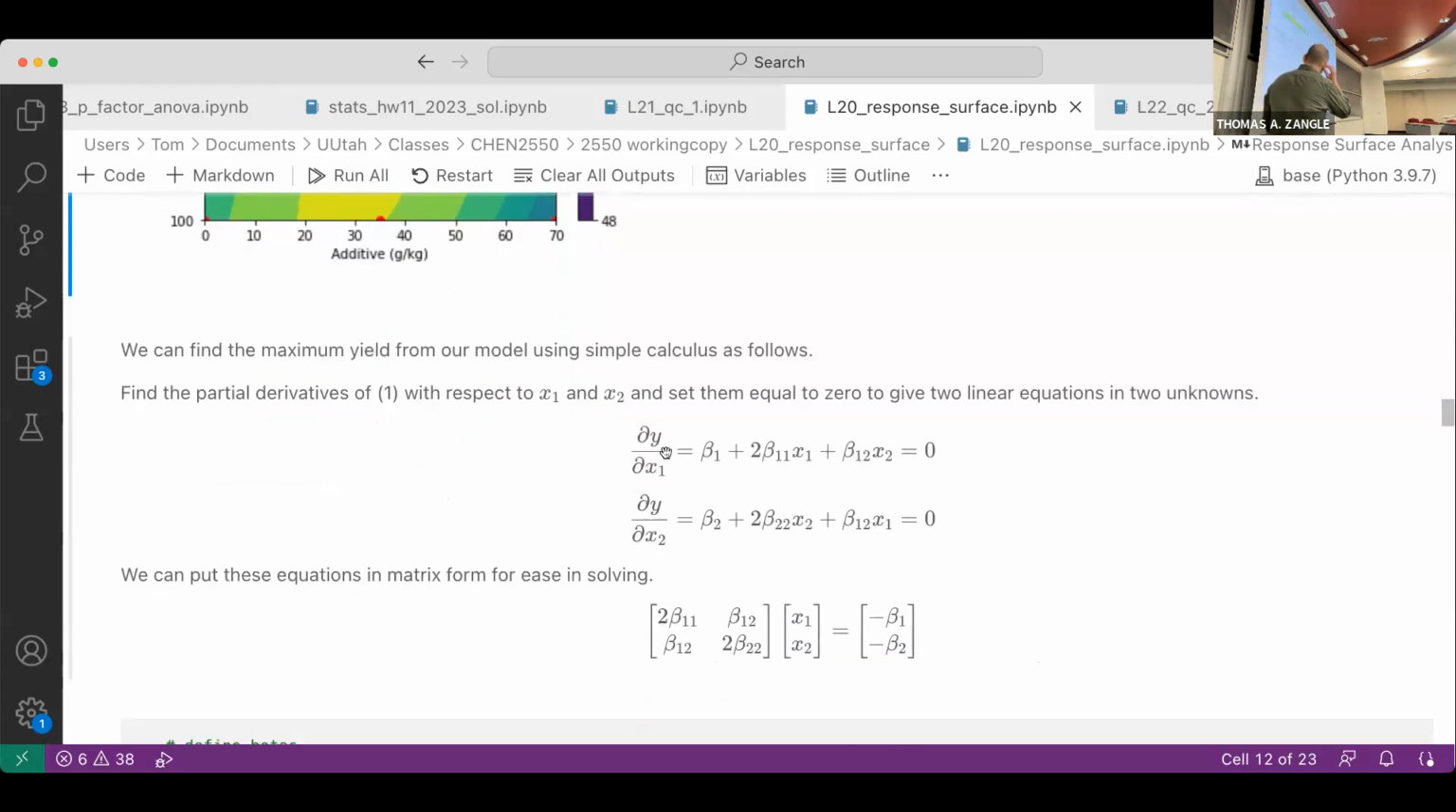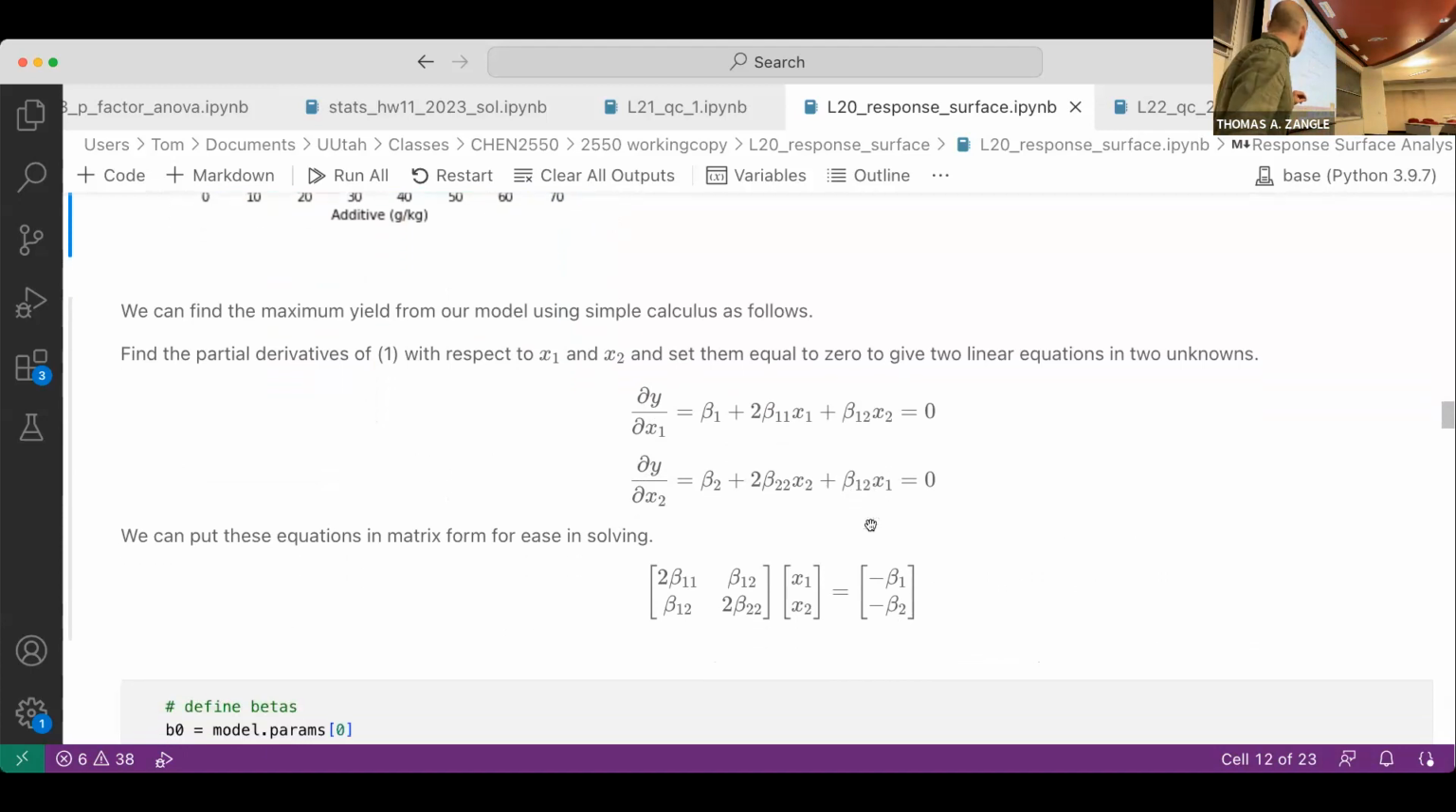Because we have fit this just to a parabolic response surface, we can find that optimum analytically, just using calculus. So we're going to set the derivatives of our surface with respect to x1 and with respect to x2 equal to 0, and try to find that point. This is what that looks like in equation form. Here, now we've put this into matrix form, so we can solve it a little bit more easily.